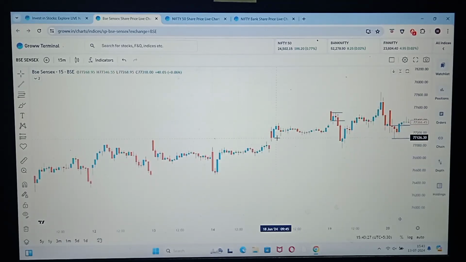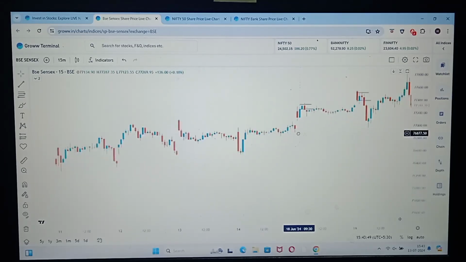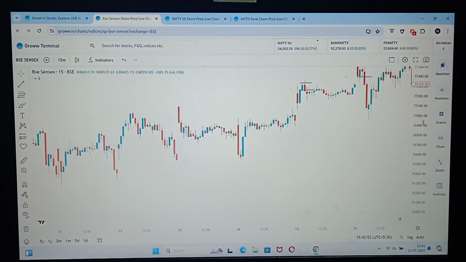18th of June. 18th of June you can see marking the high and low. Marking the high and low, you can see getting trade on a downside easy.